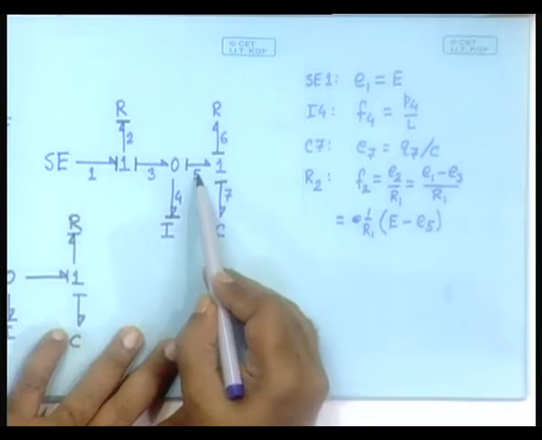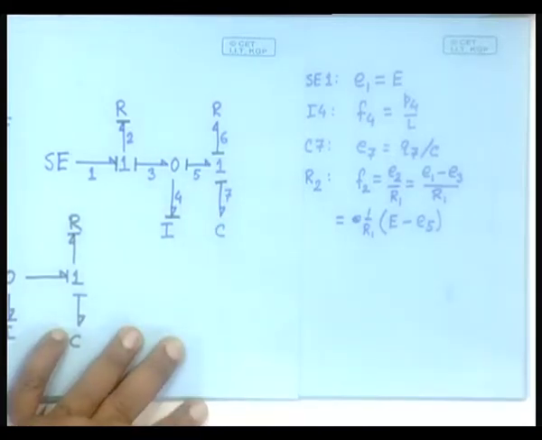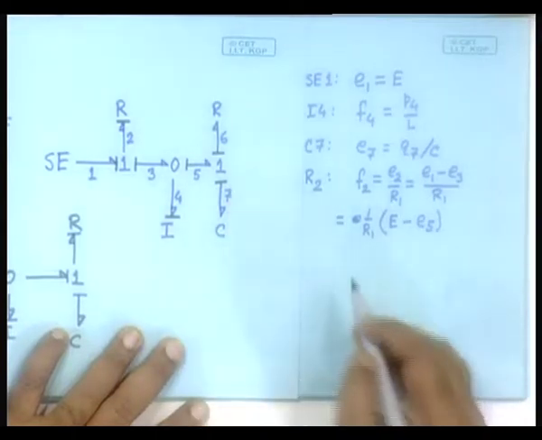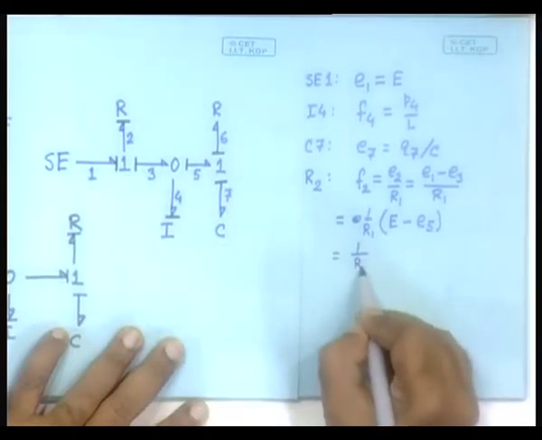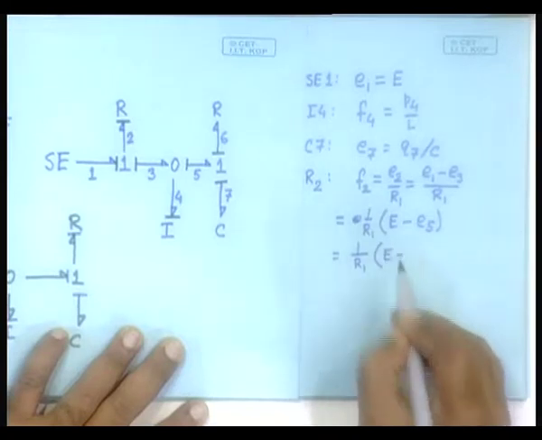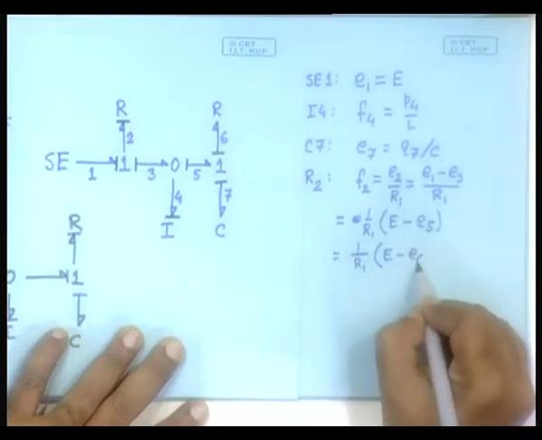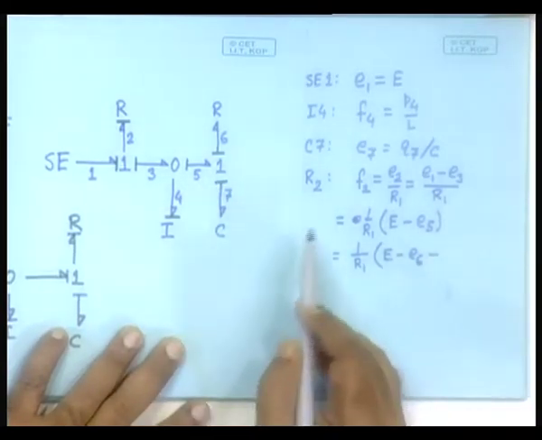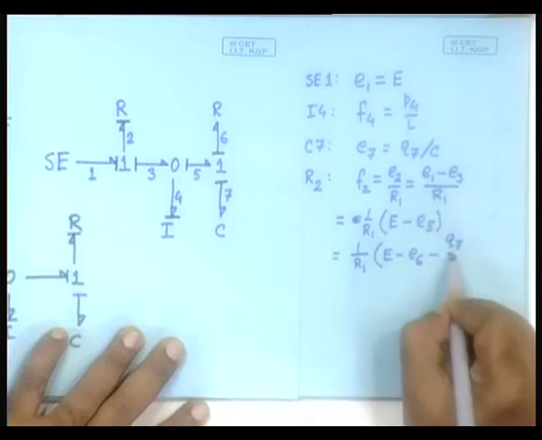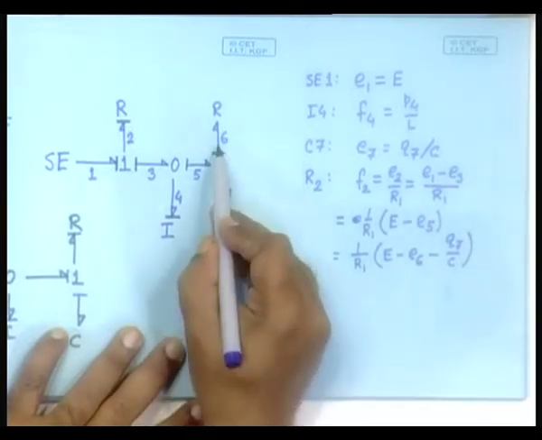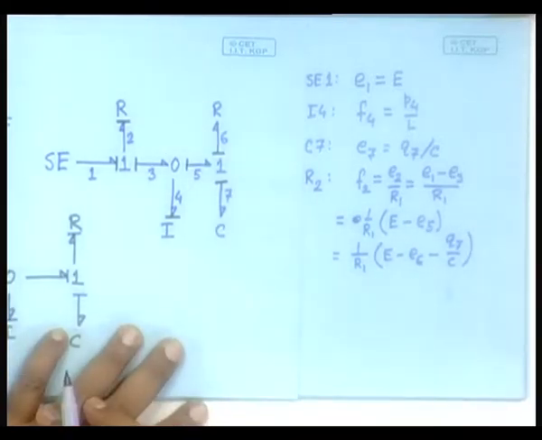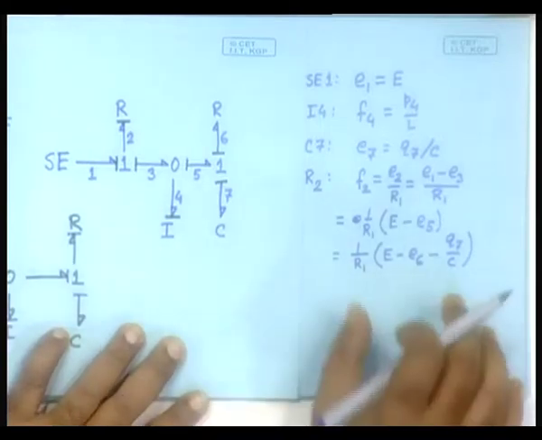E5 is obtained from where? Yes. So, it is equal to 1 by R1 times E minus E6 plus E7. So, this will be minus. Now, E7 is known, Q7 by C, but E6 we do not know it yet. Keep it like this, fine. So, presently keep it like this.